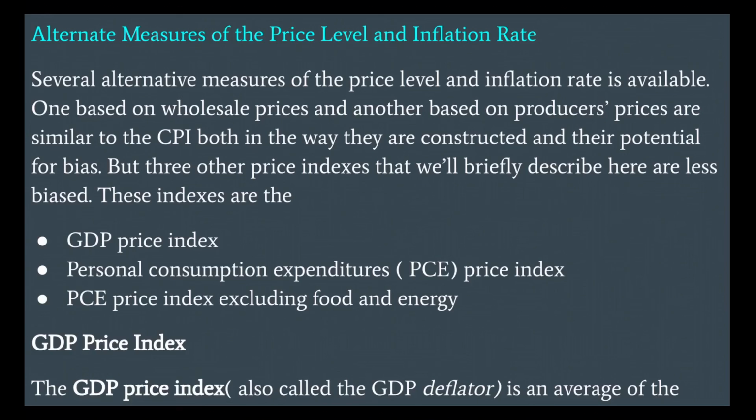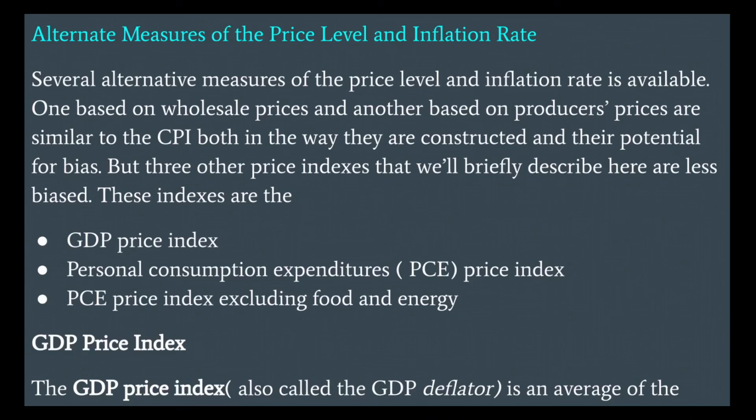Alternative measures of the price level and inflation rate. Several alternative measures of the price level and inflation rate are available. One based on wholesale prices and another based on producers' prices are similar to the CPI both in the way they are constructed and their potential for bias. But three other price indexes that I will briefly describe here are less biased. These indexes are the GDP price index, the personal consumption expenditure (PCE) price index, and the PCE price index excluding food and energy.